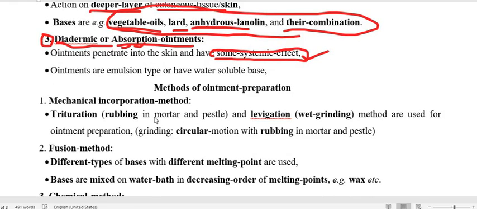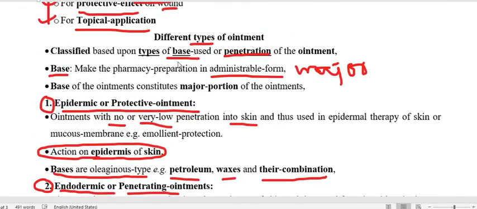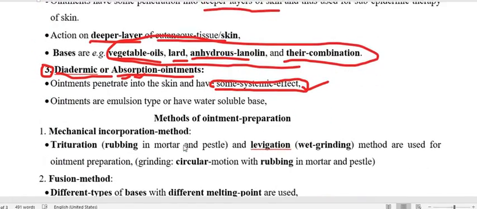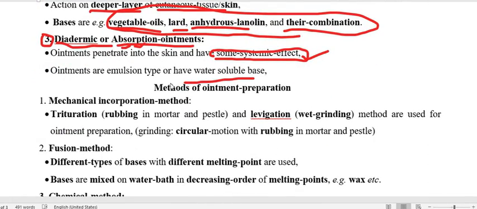Now we have gone through the types of ointment. Now we have to go through the methods of preparation of ointment, how we are preparing the ointment. So this is called the method of preparation of ointment. The methods of preparation are also three types, like the types of ointment. The first one is the mechanical method. The name clearly indicates that in the mechanical incorporation method of preparation of ointment, we are applying force. That is why this is called the mechanical incorporation method.